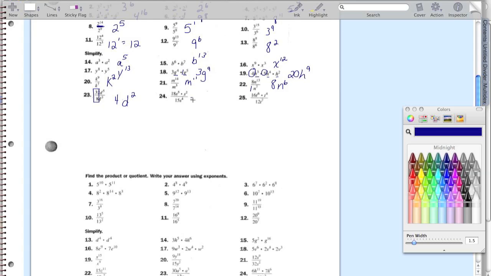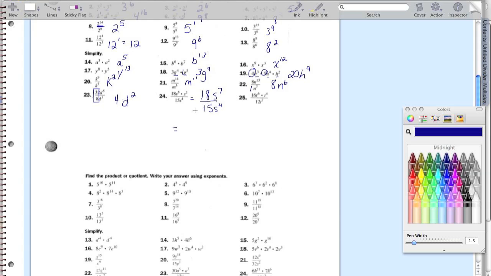In number 24, we want to simplify the numerator first. So our bases are s, so I'm going to get s to the 7th because I add 5 plus 2. And then 18 times 1, I take care of my coefficients. I get 18 s to the 7th over 15 s to the 4th.